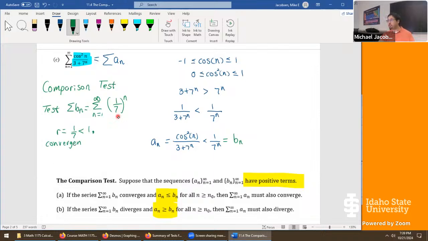You could say it's a convergent geometric series, or you can just say it's convergent by the geo series test. So however you like to say it, we just have to mention all tests used. Any questions, folks, with resolving convergence of the comparison series?